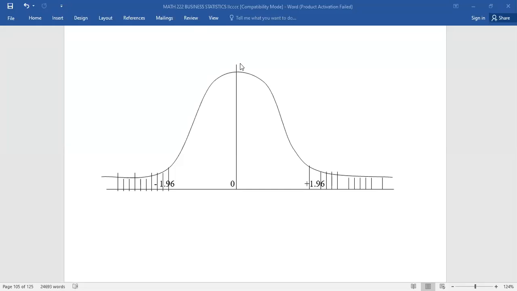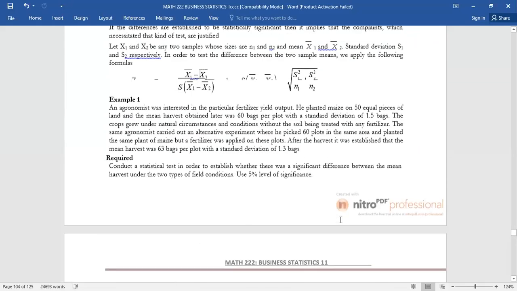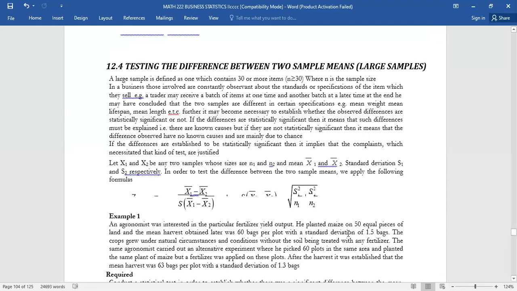Just write it somewhere, we work separately. Then we go to the denominator. We start with 1.3. Is it 1.3 or 1.5? Let me check. We start with 1.5. 1.5 squared, that is 2.25 over 50. Write that answer somewhere. It is 0.045. Then 1.3 squared divided by 60. You are going to get 0.028.